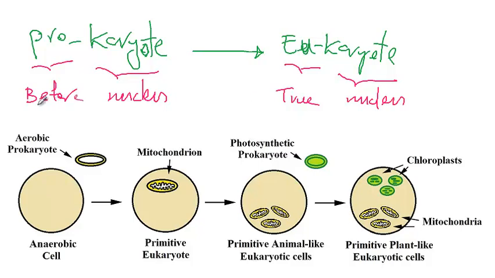Now, there are many different findings that keep supporting the fact that chloroplasts and mitochondria were probably primitive prokaryotic cells that have been engulfed by eukaryotic cells. Like for instance, the size of chloroplasts and mitochondria is the same as prokaryotic cells. They have the same ribosome structure. They have their own DNA.